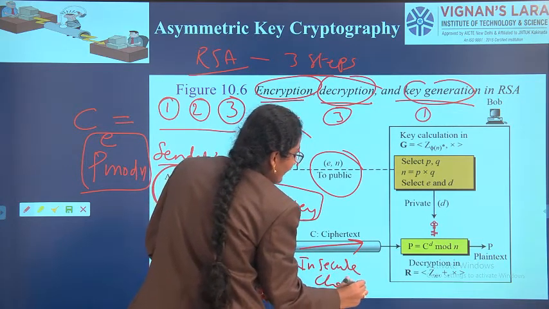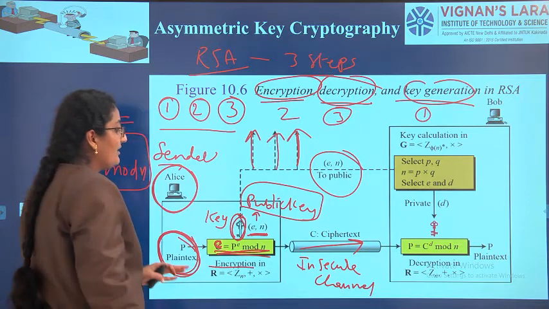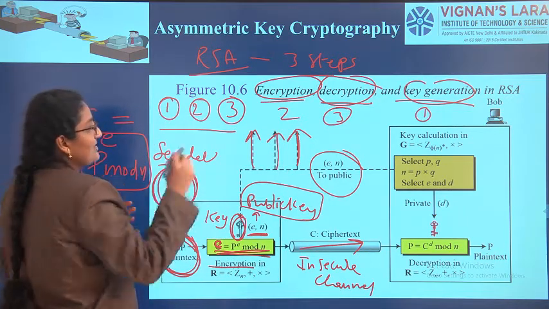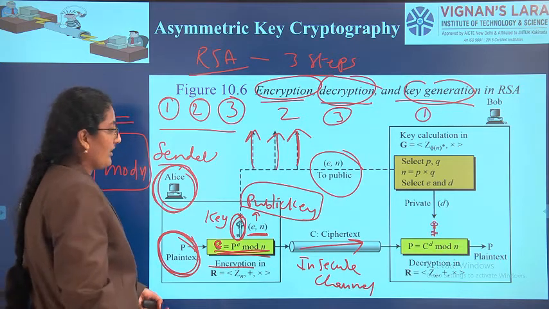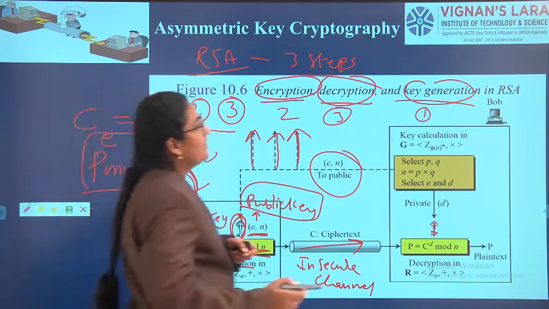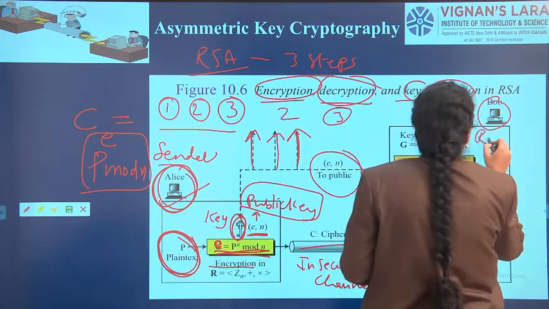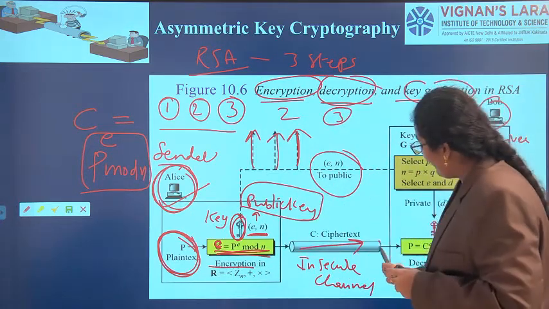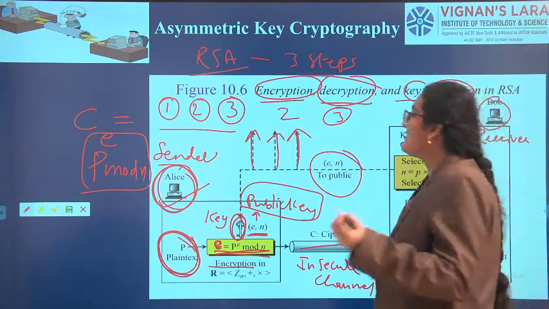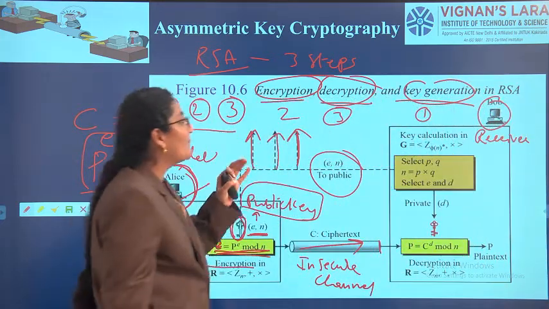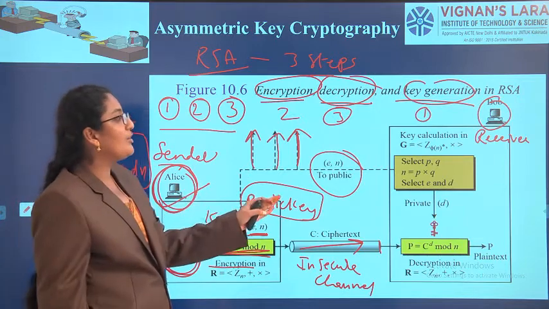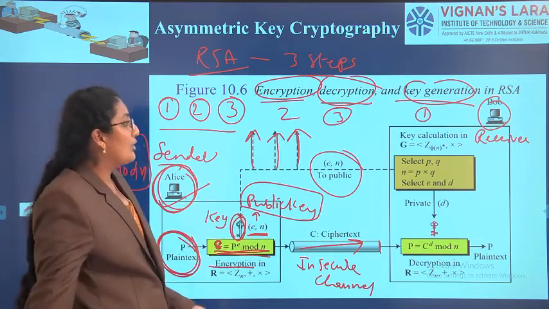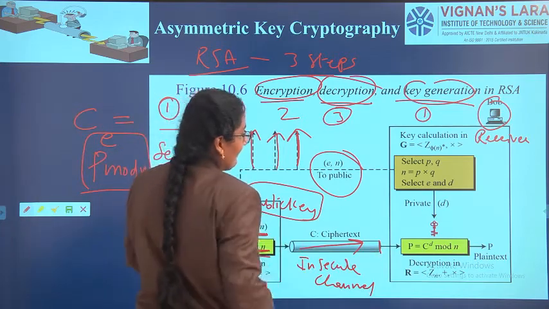This channel is an insecure channel. The channel in which sender and receiver are talking will not always be secure. Ellis is the sender, obviously Bob is the receiver. Ellis and Bob want to communicate. That communicating channel need not always be secure. So what will happen? He has sent a ciphertext.